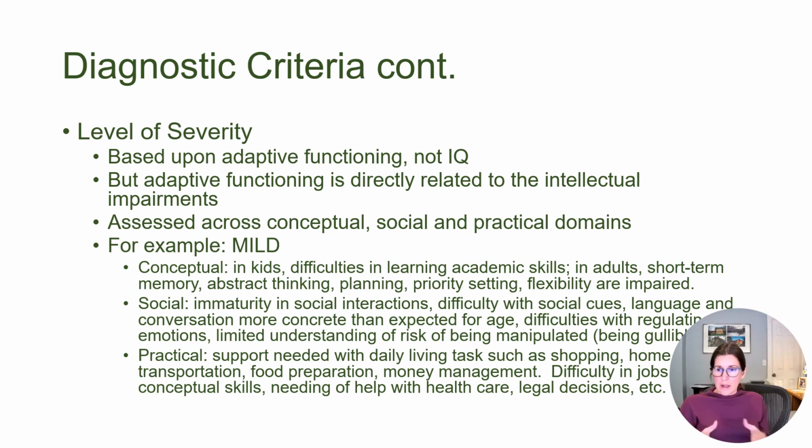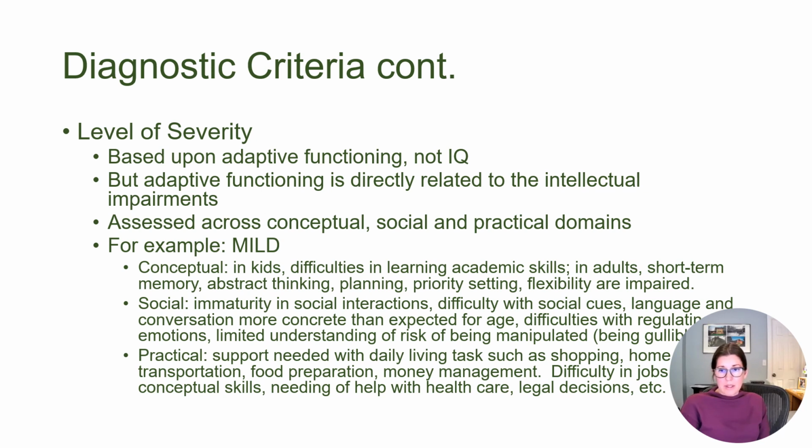So these are all areas that are impaired. In the social domain, someone with a mild specifier or a mild level of severity, what this would look like is immaturity in social relationships or in their social reactions. So they oftentimes behave or present younger than their chronological age. Difficulty reading social cues, particularly when social cues are subtle or not very concrete. And related to that, language and conversation does tend to be more concrete about what is actually happening or kind of unfolding in front of them, as opposed to something more conceptual or abstract.